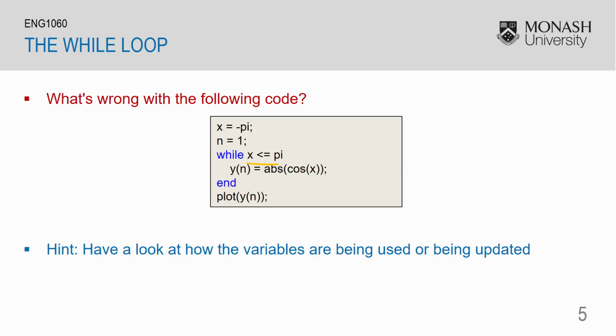So what's wrong with the following code? A hint is to have a look at how the variables are being used and or being updated. Recall that our while condition, x less than or equal to pi, must be false at some point in order for the code to stop. Since we are not updating x anywhere, this code will be stuck within an infinite loop.